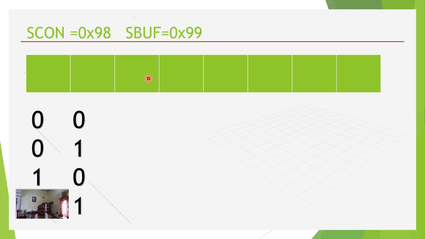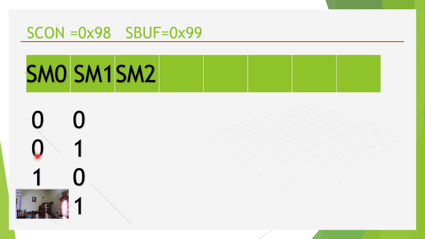Okay, so 99 is the address of the SCON register. Now let us see the flags of this SCON register. One is SM0, that is actually the 7th bit. Totally there are 8 blocks, you can see here, right? The 7th block is SM0, the 6th block is SM1, and the 5th block is SM2.